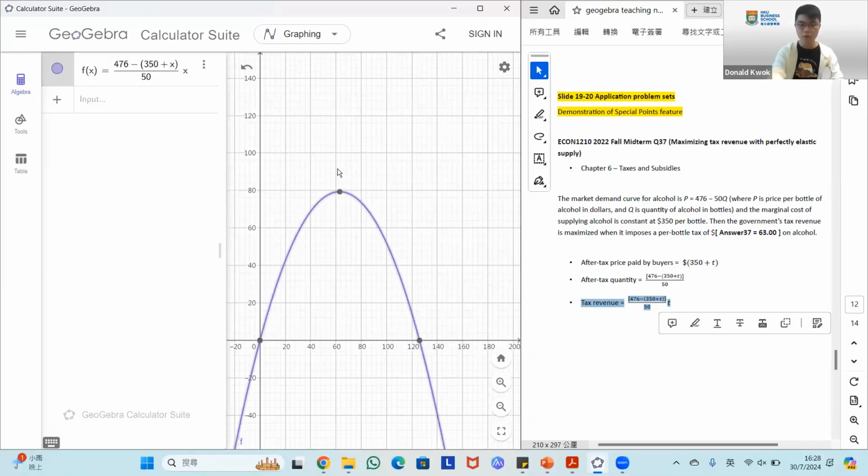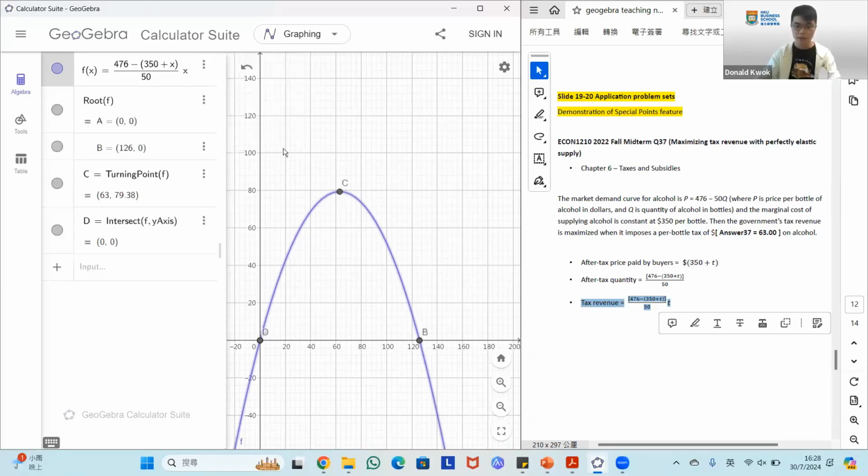After all, you will be able to obtain a quadratic function, and there will be a maximum point of it. You just need to click the special points after the three dots. Then we can have the maximum point that gives the answer to this question. When the per unit tax is $63, the tax revenue of the government is maximized.